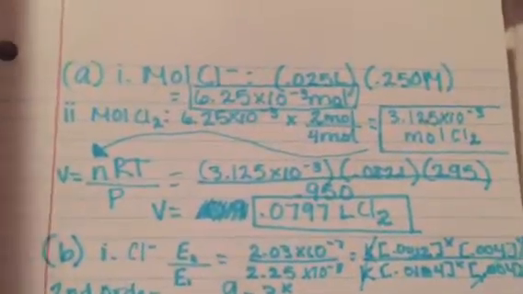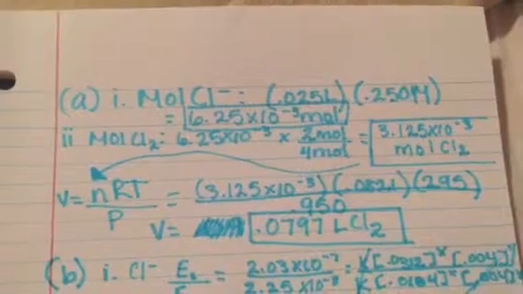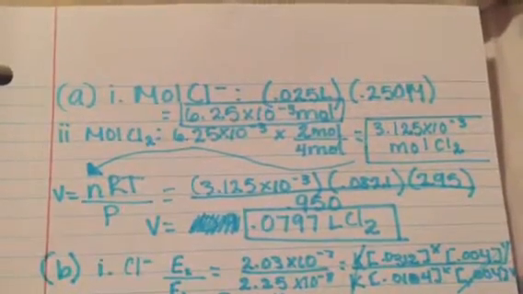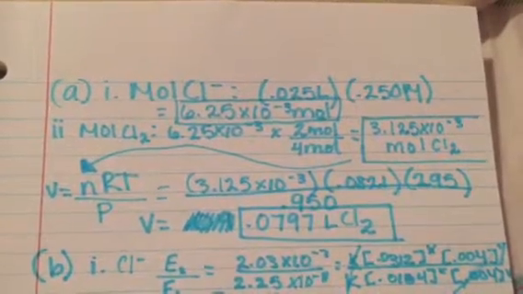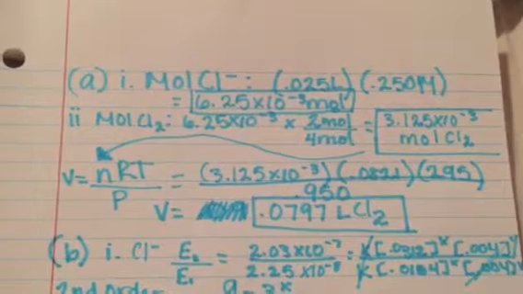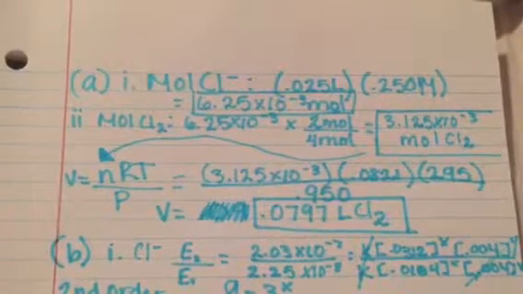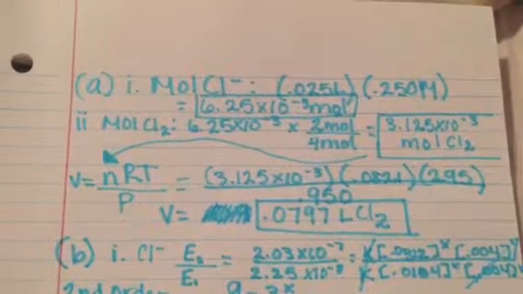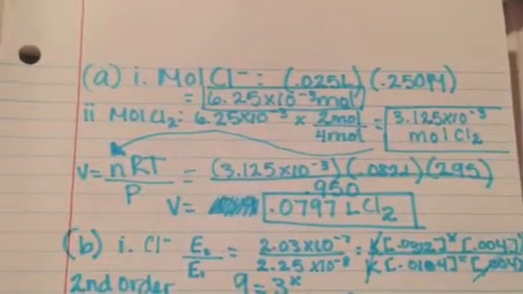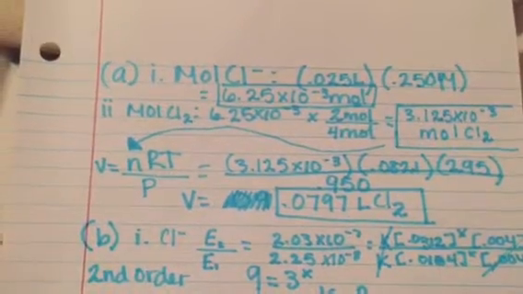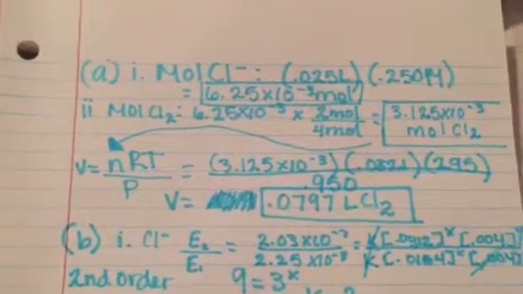So at the top here, this is my calculation. For the moles of Cl-, I did molarity times liters to get moles from the molarity in liters given in the first equation, and I got 6.25 times 10 to the negative 3 moles of Cl-. And part 2 is asking to calculate the volume in liters of the Cl2 in the sealed container.